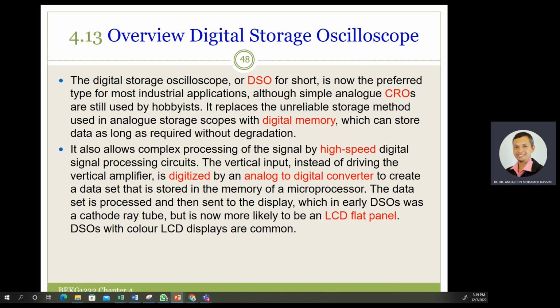It also allows complex processing of the signal by using high-speed digital signal processing circuits. For the vertical input, instead of driving an analog amplifier, the signal is digitized by an analog to digital converter to create a data set that can be stored in the memory of the microprocessor. The data can then be processed and sent to the display, which in early DSOs was a cathode ray tube, but now we can use an LCD flat panel.